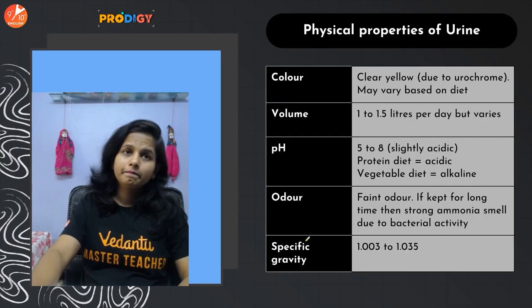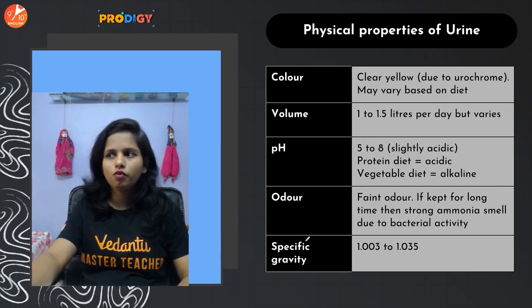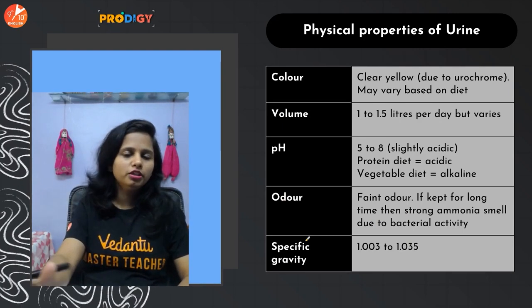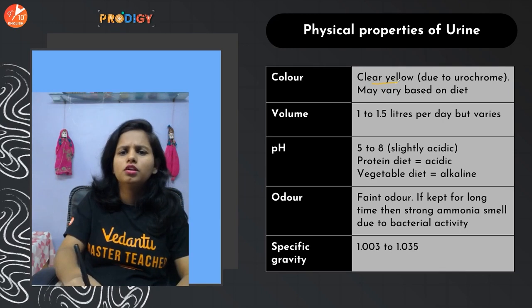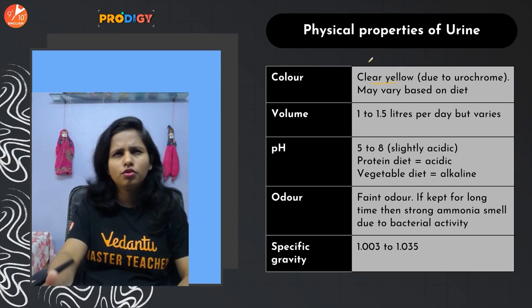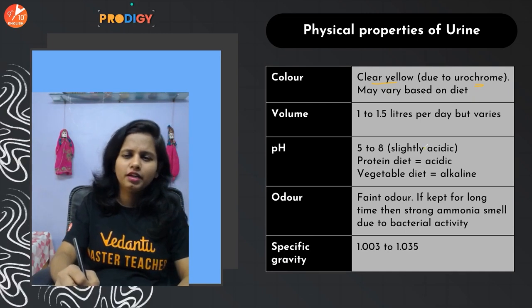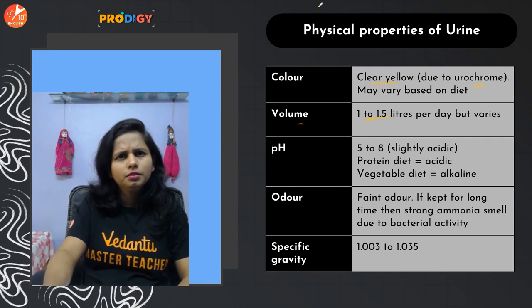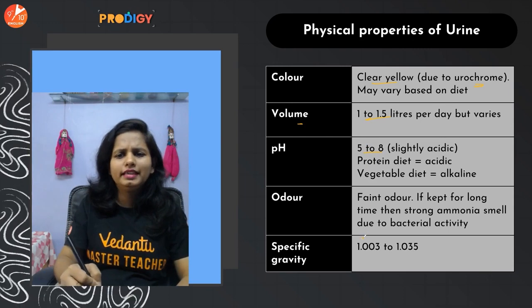So when we talk about the color of the urine, urine is the one which is formed after all the three steps: filtration, reabsorption and secretion. After secretion, what we get is the urine which gets collected in the collecting duct. The color of the urine is straw colored, clear yellow, because of a pigment, urochrome. Now the color may vary with individual diet. Volume is 1 to 1.5 liter, but seasonal variations are also seen. And pH is 5 to 8, slightly acidic.